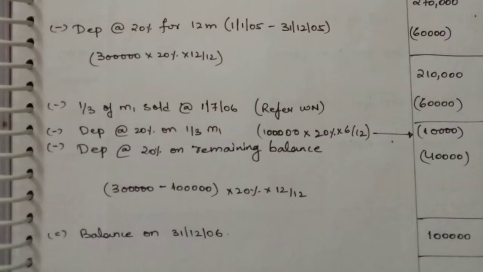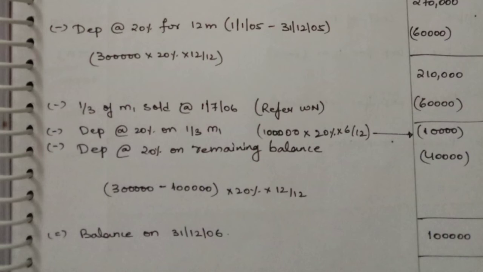Okay, and next, what is the amount you need to deduct from the machinery? That is the remaining balance, meaning 1/3 you are selling. So 3 lakhs minus 1 lakh, that is going out. So 3 lakhs minus 1 lakh, 2 lakhs. The 2 lakhs amount you are holding for the full year. The 2 lakhs amount is with you only now.